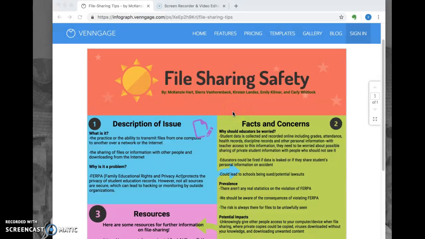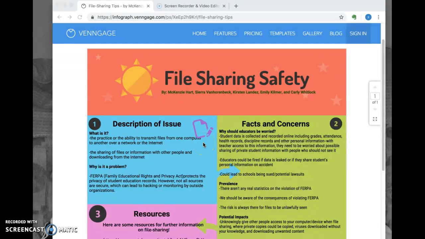So basically, it's just making sure that whenever you share files or information from one person to another through the internet or through a form of technology, you don't leak any information or share it with the wrong people, because that can lead to issues from there.